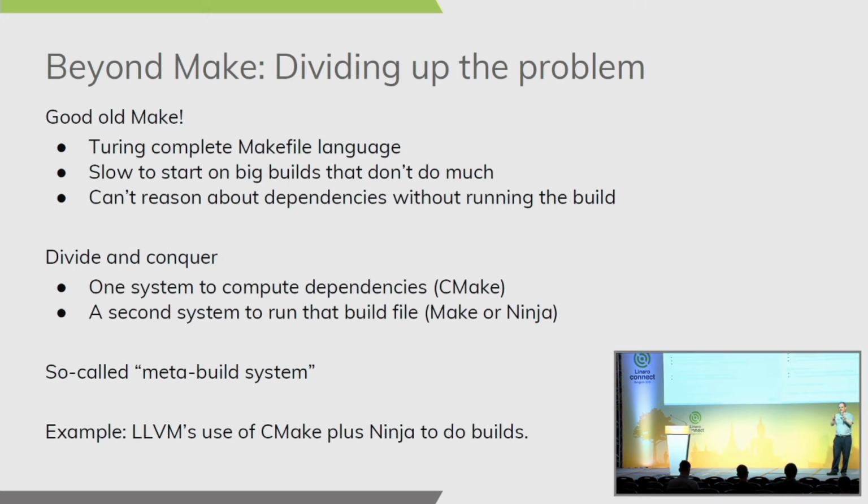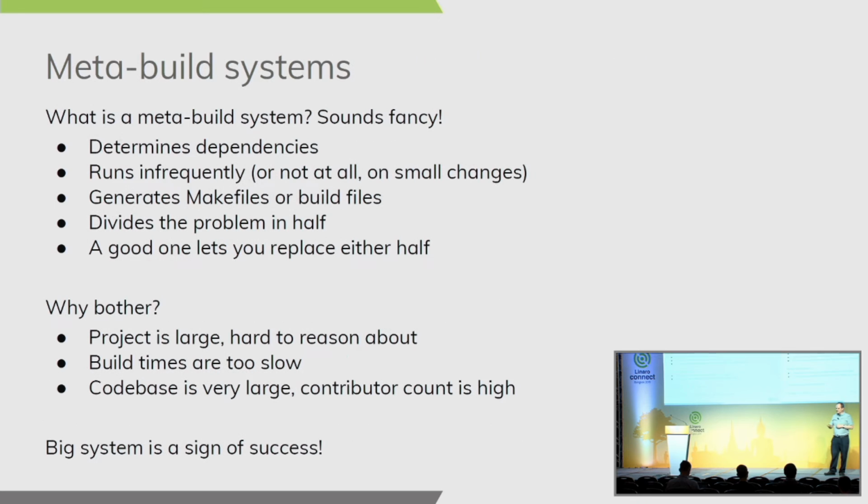So that's sort of dividing how we build our software into two parts: reasoning about what we're going to do, and then executing that graph, or computing something off that graph. A meta build system sounds really fancy. It's really a system for computing dependencies and generating a Makefile or a build file for something. It effectively bifurcates the problem. It splits it into a system to reason about what to do, and then doing that thing. And in a good meta build system, you leave behind some artifacts that you can make some sense of.